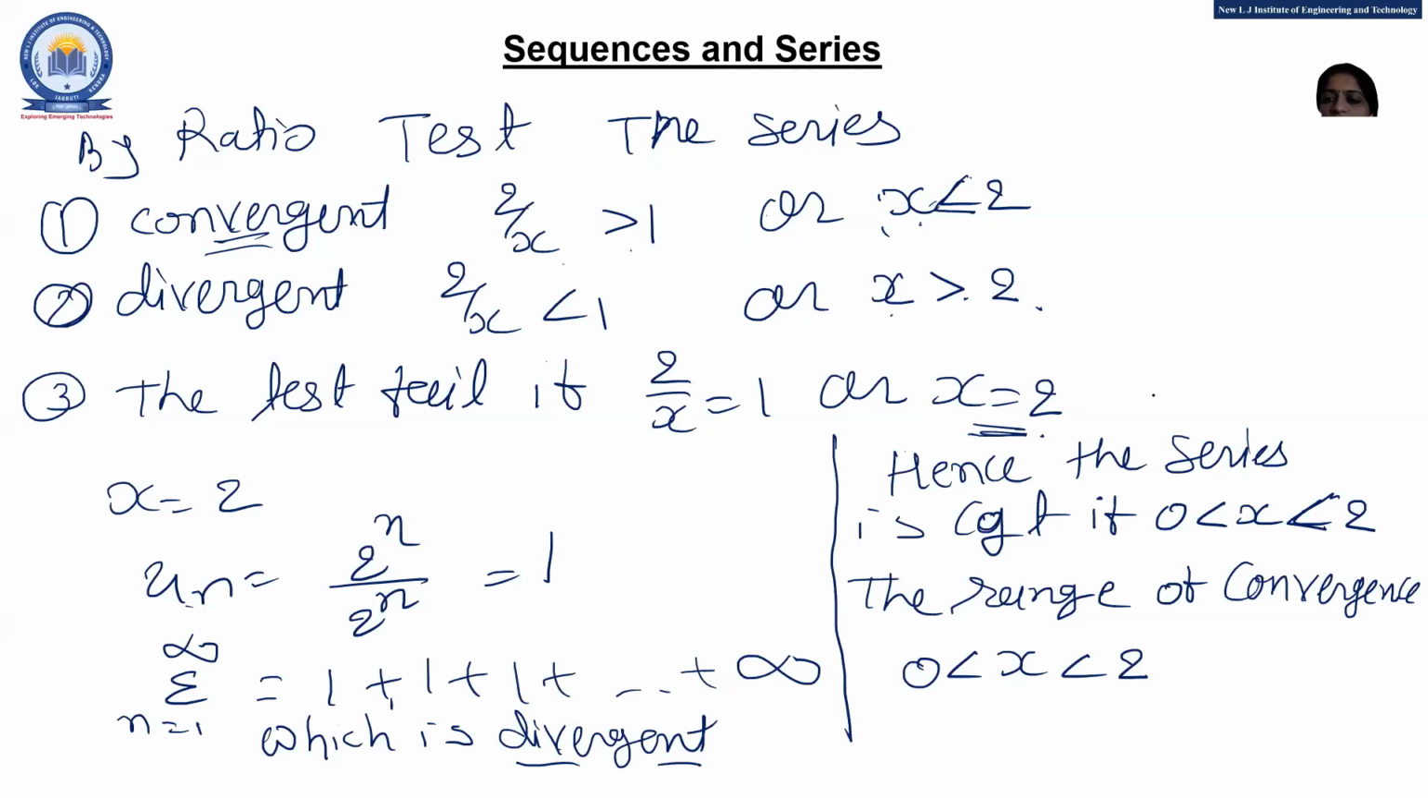It means the series is convergent only for x lying between 0 and 2, less than 2, and for 2 and greater than 2, the series is divergent. So the range of convergence of the series is just 0 to 2. Right? So this is the answer of the example.